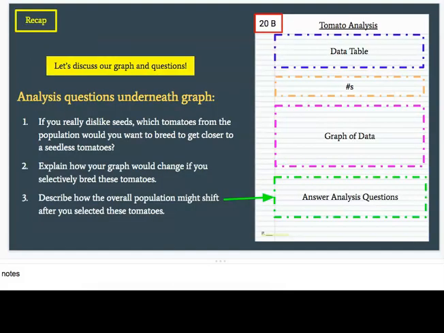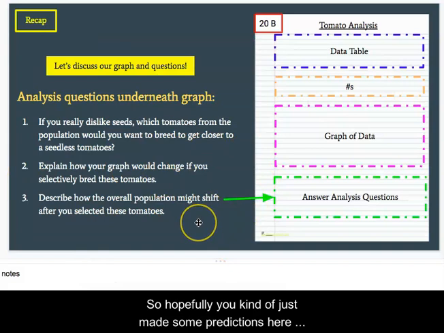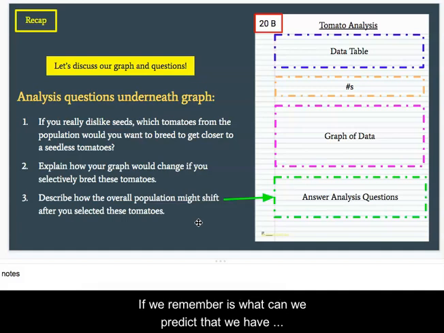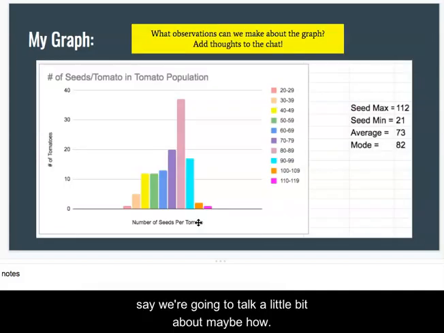All right. So hopefully you made some predictions here. Our essential question, if we remember, is what can we predict? So we have existing tomato information. We have our existing graph. And today we're going to talk a little bit about how we can make predictions based on this information.